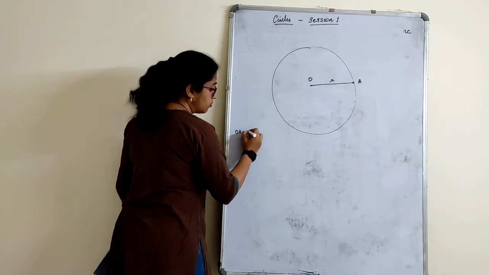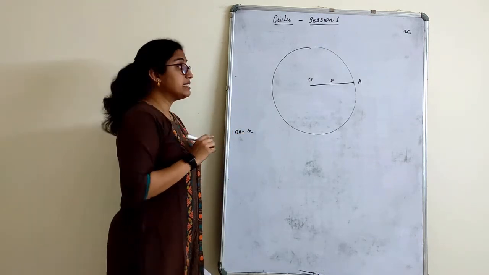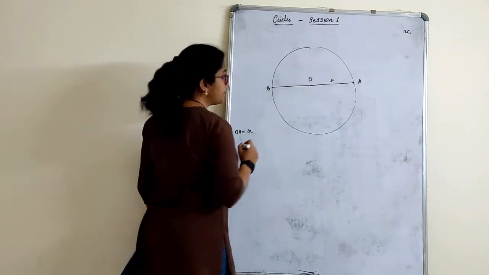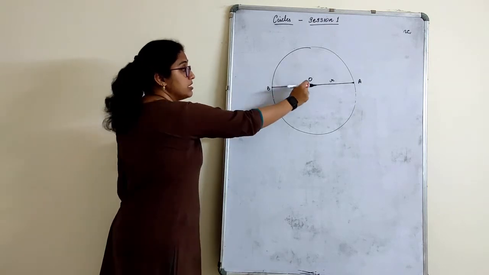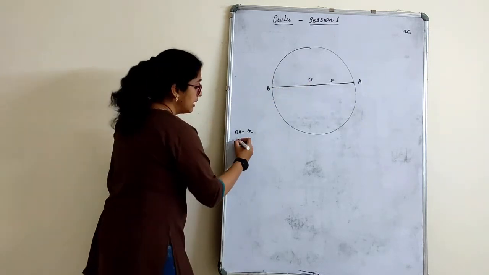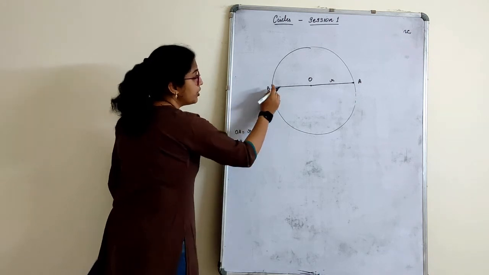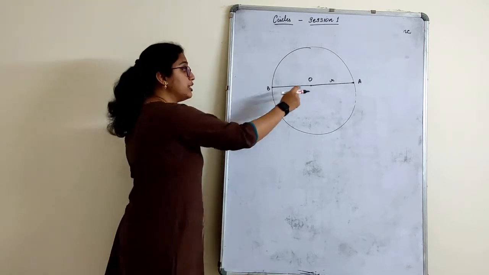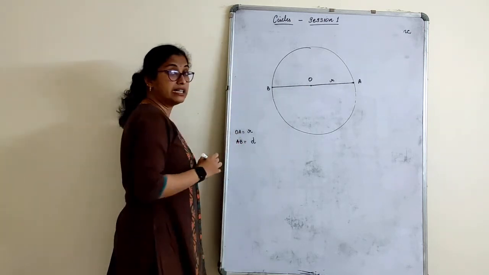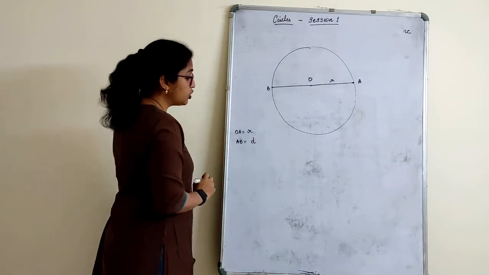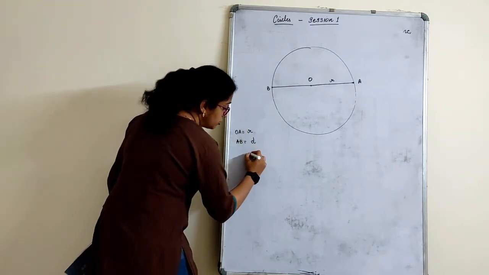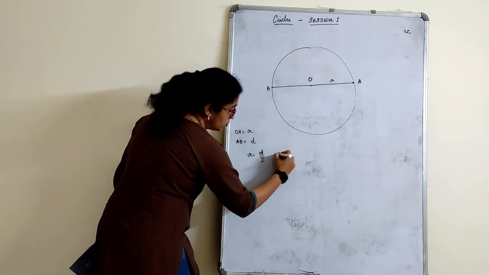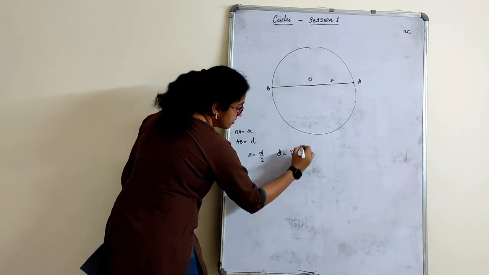So OA is equal to R. That's very important: a line segment joining any 2 points on the circumference of the circle and passing through the center of the circle is called the diameter of the circle. Now what is the relation between diameter and radius? Radius is half the diameter, I can say d by 2, or diameter is twice the radius.